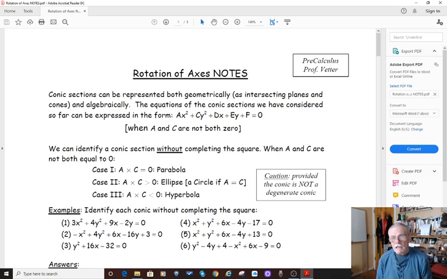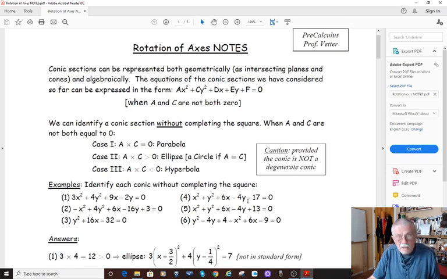Okay. This is all on Blackboard. There is a file called Rotation of Axes Notes, and I'm going to try and stick with that and talk through it a little bit. Okay? All right, the equations of the conic sections we've considered so far, and that means circle, parabola, ellipse, and hyperbola, generally have the formula ax squared plus cy squared plus dx plus ey plus f equals 0, where a and c are not both 0.